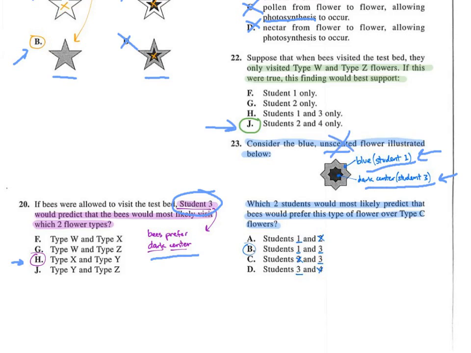Now, this was unscented, so it can't support student 4, so D is not a good option. And student 2 said it supports the star shape, the simple star shape, which is not the case here. This is a more complex star shape. So since it doesn't support student 2, C and A are both bad answers. Only students 1 and 3 would predict that this type of flower would be preferred over type C. So 23 was B.